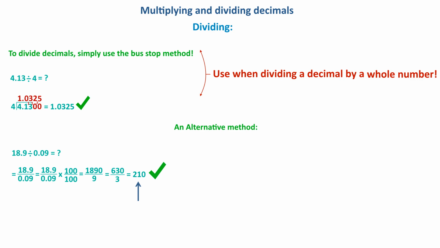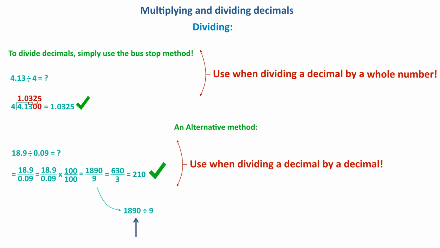So to summarize dividing by decimals, if we are dividing a decimal by a whole number, use the bus stop method, and if we're dividing a decimal by a decimal, use this alternate method where we turn them into fractions, then multiply the top and the bottom by 10, 100, 1,000, maybe even 10,000, whatever you need to do to make the numerator and the denominator of the new fraction whole numbers. Then just simplify this fraction until it gives you your answer. Just as a little extra side point, if at this stage you're struggling to simplify the fraction, you can actually just turn this fraction back into a division and do the regular bus stop method to work out your final answer. Great, now we can move on to multiplying decimals.